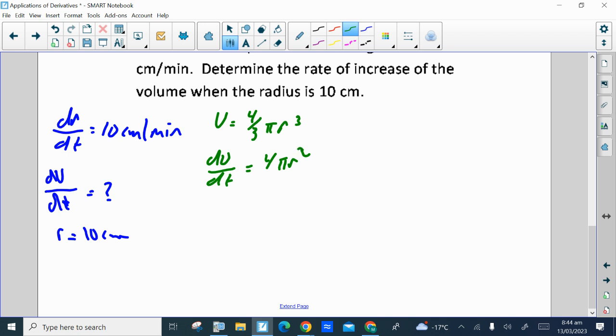Remember, the power always decreases by 1. But then we're using the chain rule, so we also multiply by the derivative of r with respect to time, which is dr/dt. So there we go. We want to find dV/dt. We have everything else on the right side. It's 4 times pi times the radius, which is 10 centimeters, and that has to be squared, times dr/dt, which is 10 centimeters per minute.